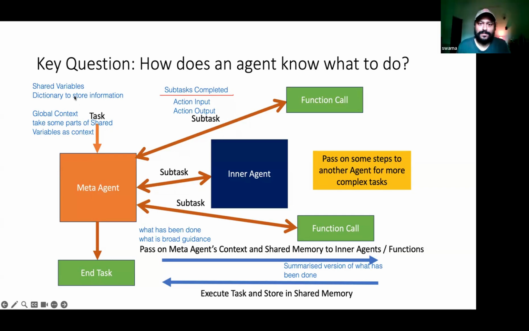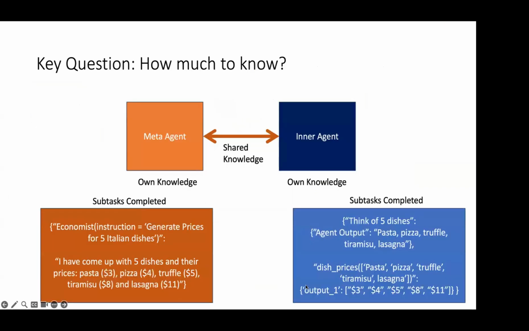Okay. So I have a question. Yes. So the subtask completed, is that your feedback loop? No, that is actually, maybe I go on to the next slide. Oh, am I ahead of the slides? So subtask completed is actually something like this. You have your different actions. For example, the inner agent will think of 5 dishes, and then the output will be here. So the inputs and outputs are your subtask completed.